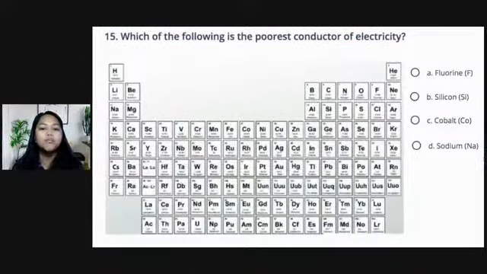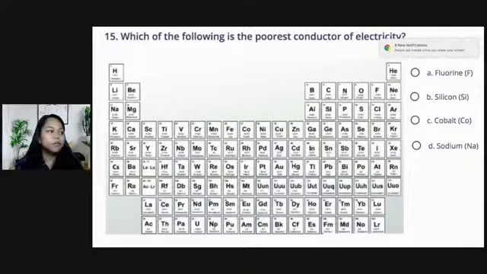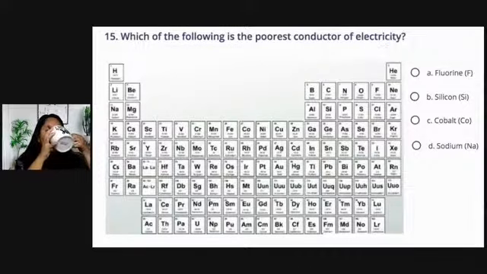Which of the following is the poorest conductor of electricity? Letter A, fluorine. Letter B, silicon. Letter C, cobalt. Or letter D, sodium. Which one is your choice for number 15? Di pa tayo nakaka-halfway, no? Okay, 15. What's your choice?